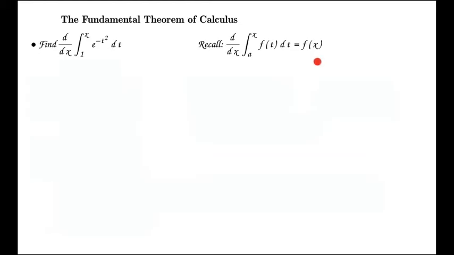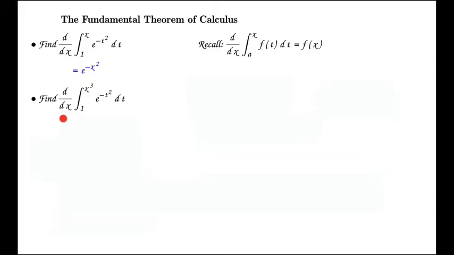So let's apply this to our example. In our example, our little f of t is equivalent to e to the minus t squared. So using the fundamental theorem of calculus, my final answer is e to the minus x squared. Let's look at a slightly more complicated example.